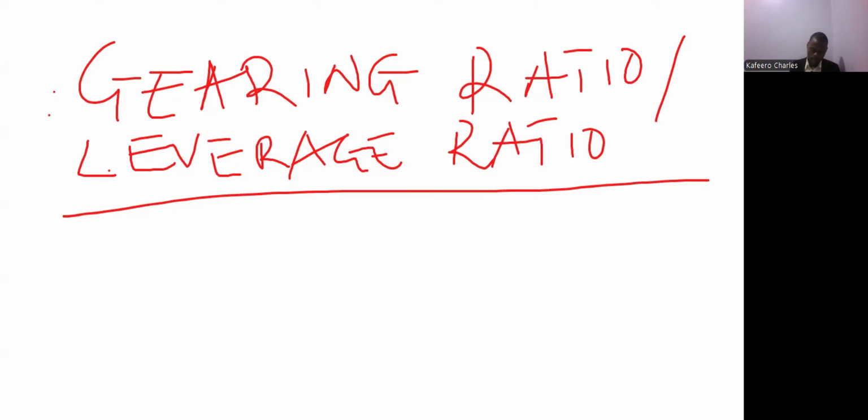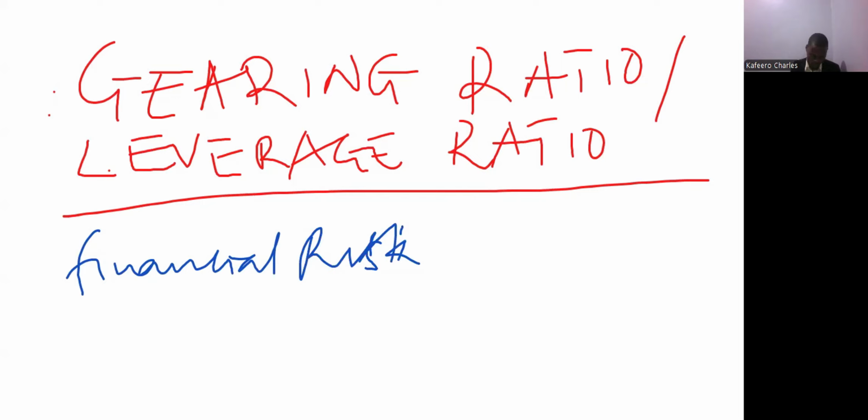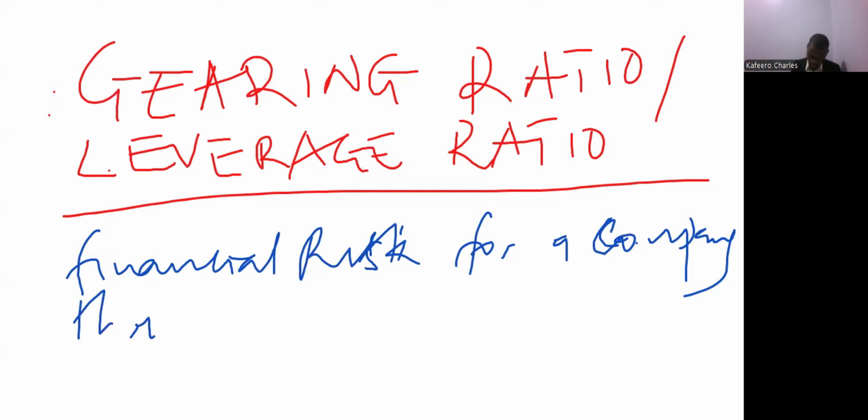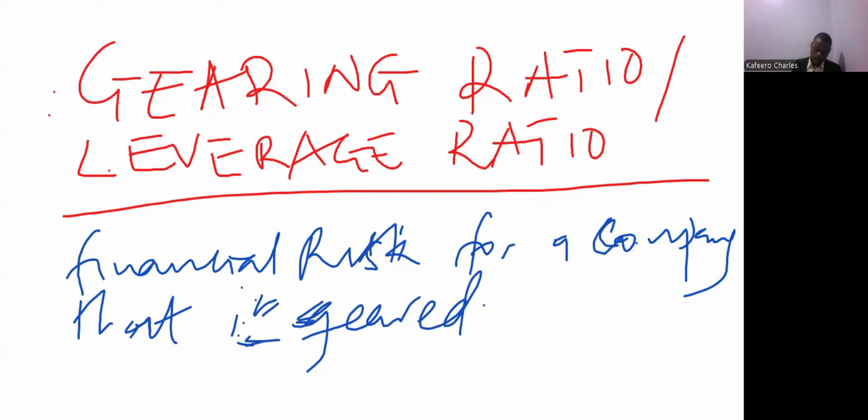Now, how do we measure financial risk for a company that is geared? So this is basically what we are trying to answer. How do we measure financial risks for a company that is geared?